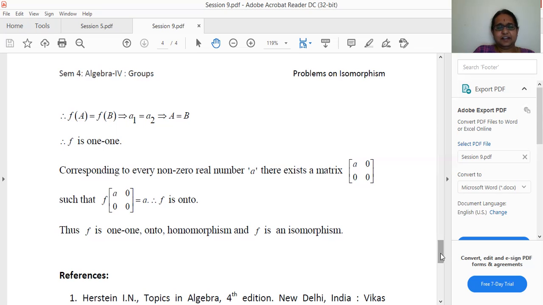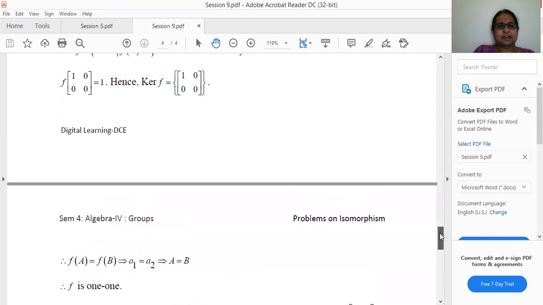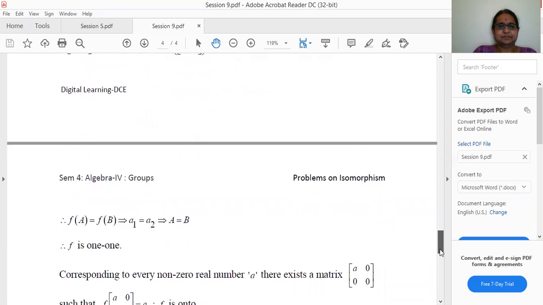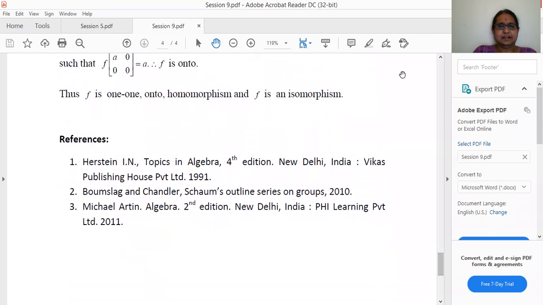So here, while finding the kernel, we are using the formula: kernel f is equal to the set of all a, that is, the elements belonging to the domain, such that the image is equal to the identity element of the codomain. This is how we find the kernel of a homomorphism. So in all these problems, in some cases f is a homomorphism, in some cases f is not a homomorphism. And these are some references for further study.